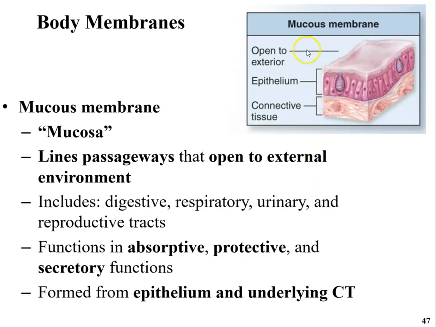So here you can see a mucous membrane. This is the exterior area. And then this is going to be your epithelium. And then underneath it, the connective tissue.